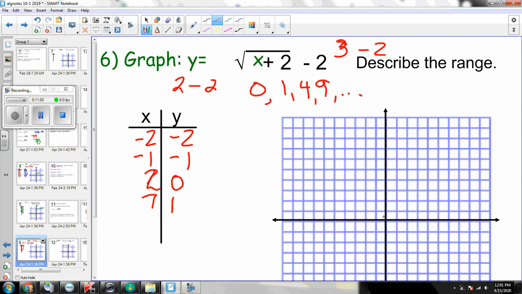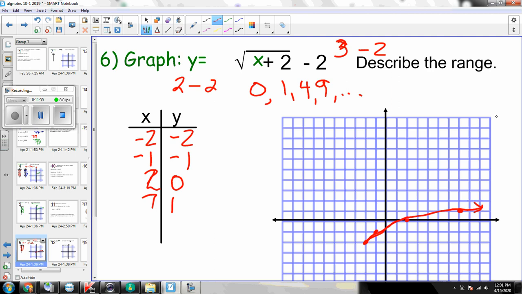So if I graph these, negative 2 would be left 2, down 2. Negative 1 would be left 1, down 1. 2, 0 would be right 2, don't go up or down. And then 7, 1, I'm going to go right 7, up 1. And then I connect, and hopefully you do a better job of that, because I'm having trouble writing with my eyeliner today. I'm going to connect, and then I have my graph.